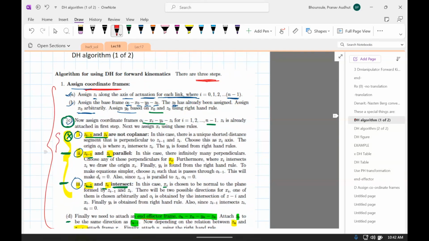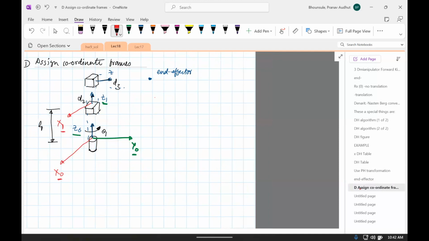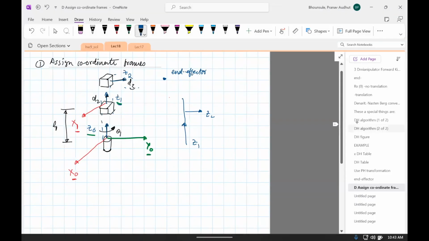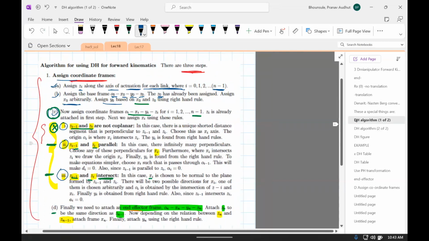Next, we apply this part again. I need to check the relation between zi minus 1 and zi for the next pair. So I look at z2. Z2 is this way. Z1 is this way here. So now the question is, what does it follow? Is it parallel or is it intersecting? You can see that if you extend Z1, it actually intersects Z2. So this again fits under the third one, Zi minus 1 and Zi intersect.